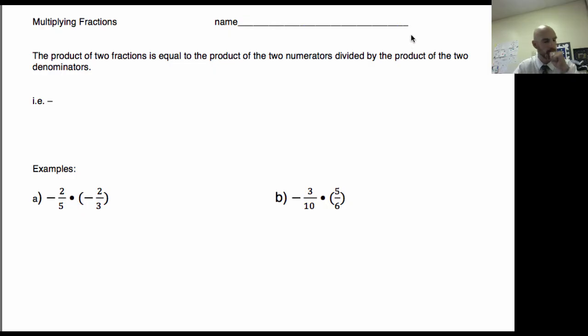Back. Today we're going to talk about multiplying fractions. The product of two fractions, that is, the answer to the multiplication problem, is equal to the product of the two numerators divided by the product of the two denominators.